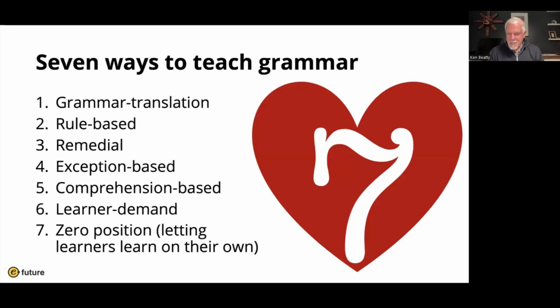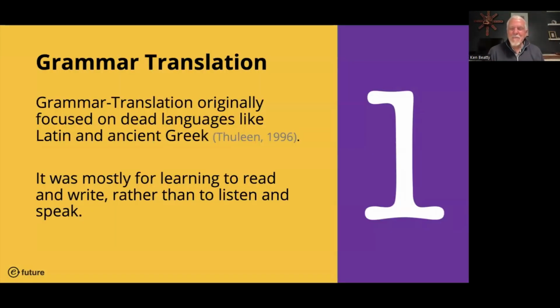So there's different ways to teach grammar, and I'm going to talk about 7 different ways that you can teach grammar. Grammar translation, rule-based, remedial, exception-based, comprehension-based, learner demand, and zero position. Do you know these ones already? If we were all together in one room, I would say, okay, let's do a little test on this. See if you know it already, right? And then maybe some would and some wouldn't. Okay, but let's go through these right now, and maybe I can tell you something new, even about the ones that you do know. And what I would like to do also is to share some ideas about how you can make use of each type in the classroom.